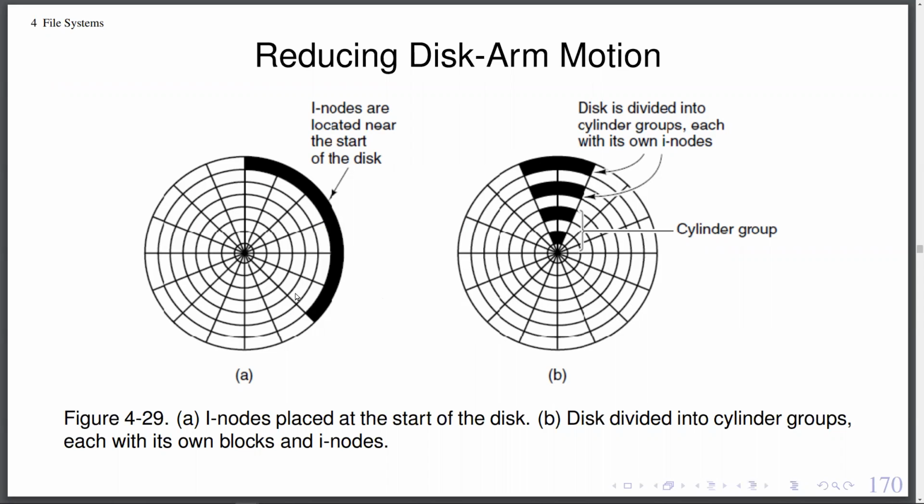Same idea on the left, but they're placing all of the inodes on the very start, right at the outermost cylinder, and then the rest of the files further in. So there could be different ways that you're deciding to allocate files on your disk.